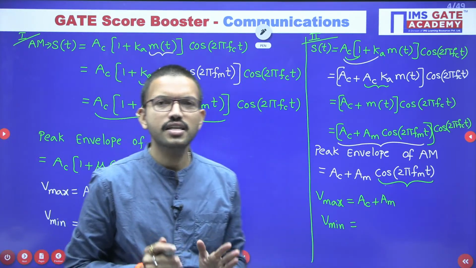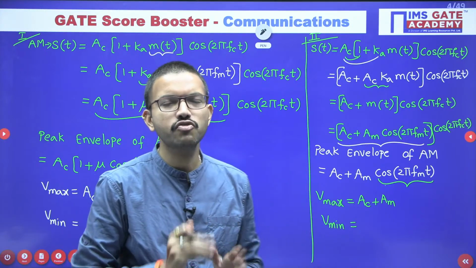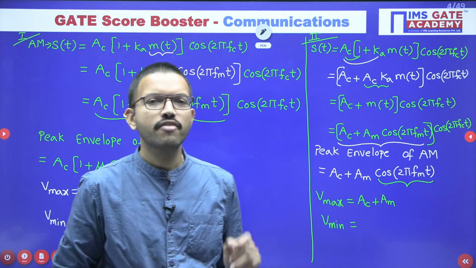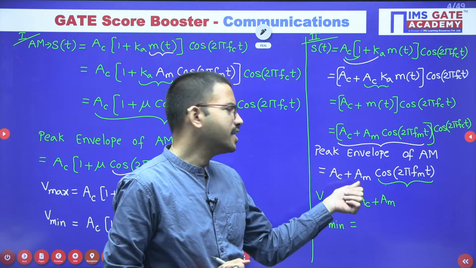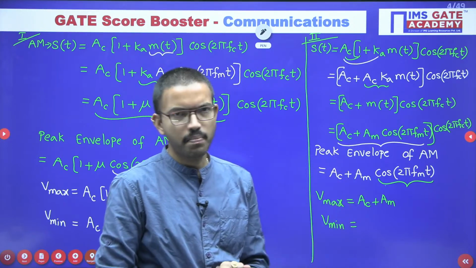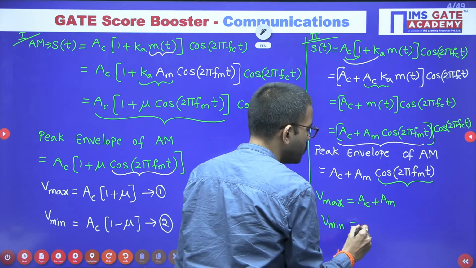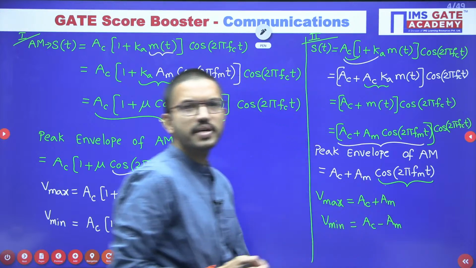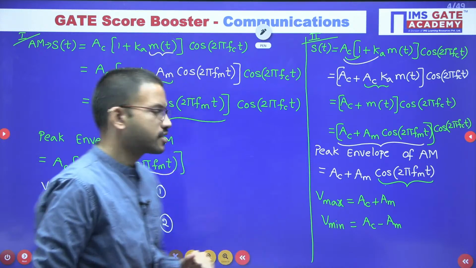But in general, a cos signal or sin signal varies between minus 1 and plus 1. Whenever you have negative values, obviously the negative maximum will be the minimum. Whenever we are not getting negative values, obviously 0 will be the minimum. But regarding cos or sin, you get the minimum value as minus 1. So when you substitute minus 1, you get AC minus Am. Vmax you got like this, Vmin you got like this.